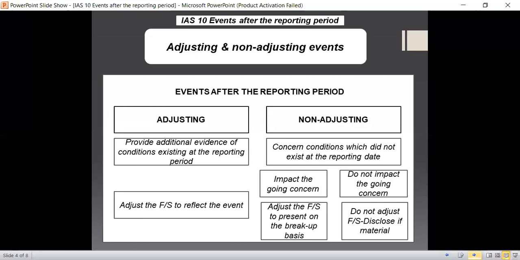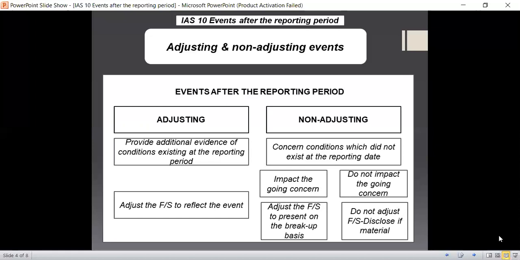And if we identify such an event, what do we have to do? Obviously, a journal entry shall be made in order to adjust these events in our books of accounts. Our financial statements need to be adjusted to reflect that amount, which is happening between the end of the reporting period date and the date at which the financial statements are authorized for issue. And that particular event is providing additional evidence of the conditions existing at the reporting period.